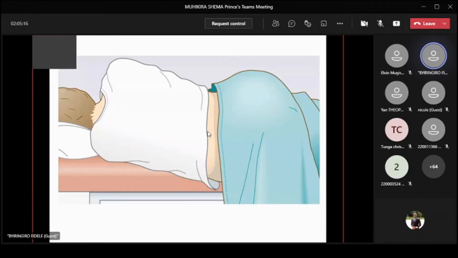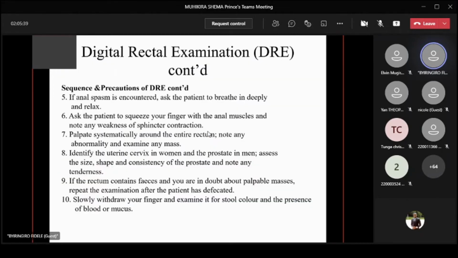So this is the position I was describing to perform the digital rectal exam. There are some doctors who examine the rectum in a supine position. That's really uncomfortable. In a left lateral position, it's better because the patient feels more comfortable. If anal spasm is encountered, ask the patient to breathe in deeply and relax. Ask the patient to squeeze your finger with the anal muscles, and note any weakness in the sphincter contraction.